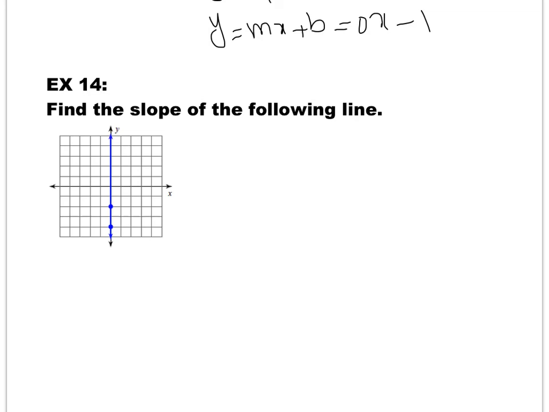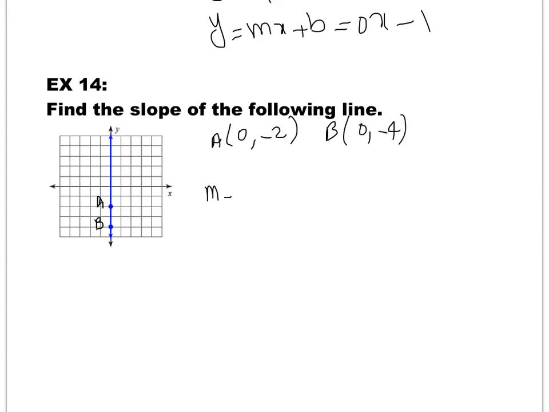Okay, for this example, again, I pick 2 points, which are already marked, A and B. I can see from the graph that A has the coordinates 0 and -2, and B has the coordinates 0 and -4.